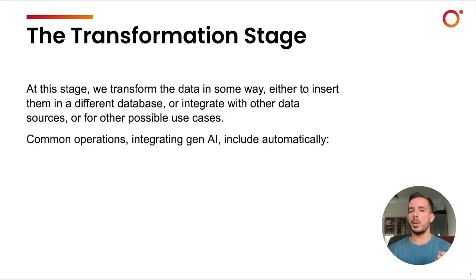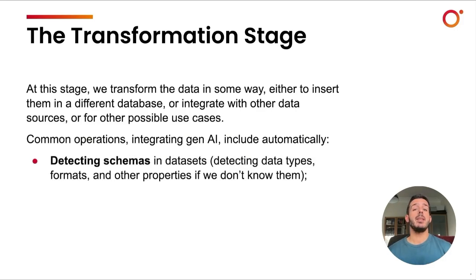So, what are some common operations that we can perform in an automated manner with GenAI at this stage? One is detecting the actual schemas in datasets, right? Again, detecting the data types, the formats, and other properties if we don't know them already. We may need to transform a dataset whose schema we already know, or a dataset that has just come in and we have no idea what it contains, right? Both cases may occur, and GenAI can help here.